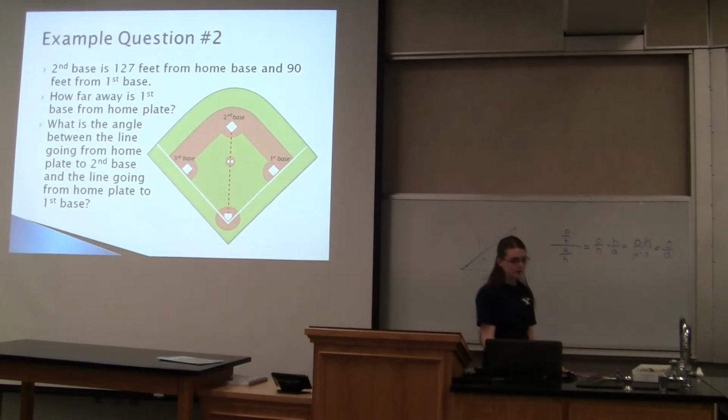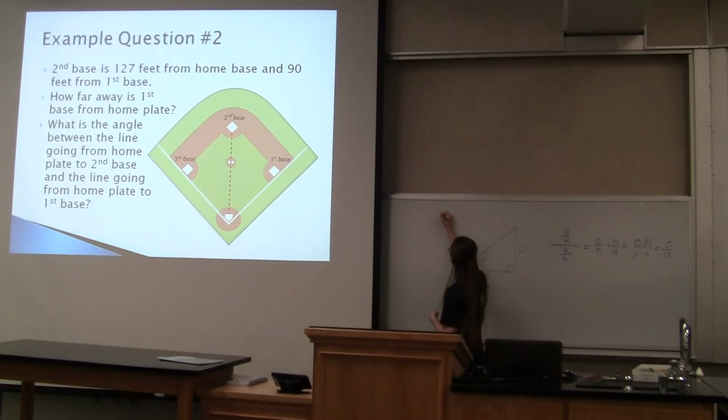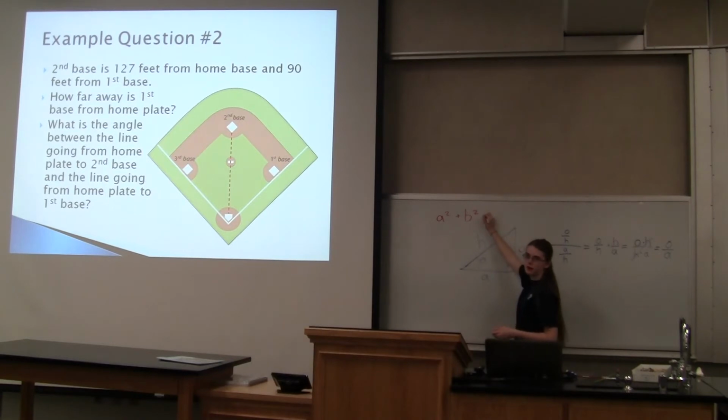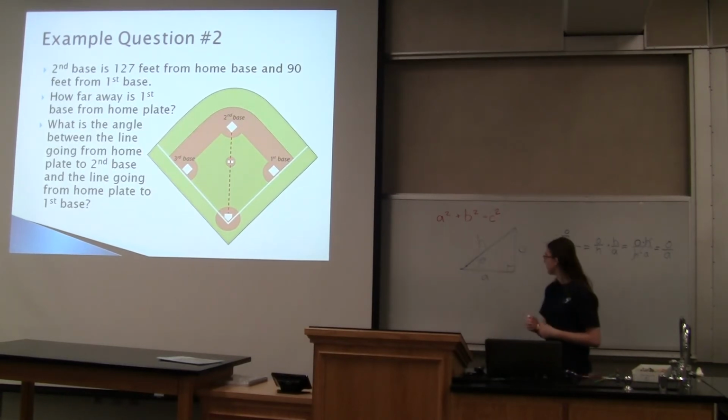So we use the same thing, our Pythagorean theorem. I'm going to write it up on the board for you. So a squared, that's one of the legs, right? Plus b squared, that's the other one of the legs of your triangle, equals your hypotenuse squared. That's your c squared. Okay?